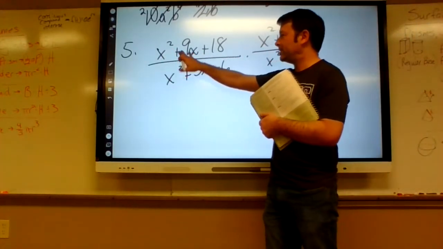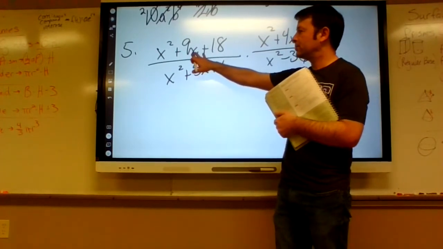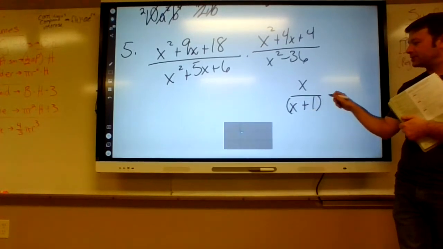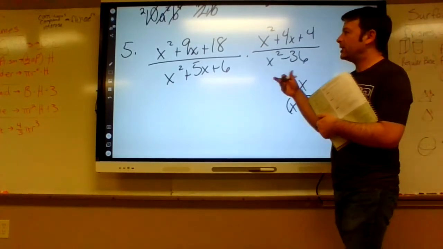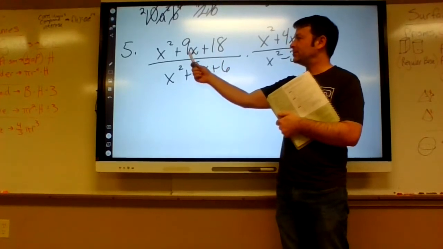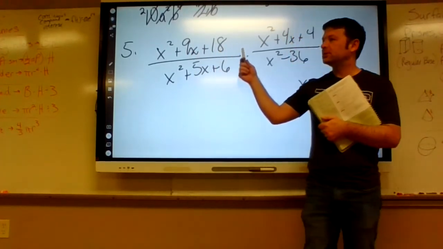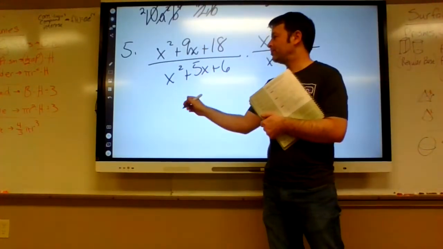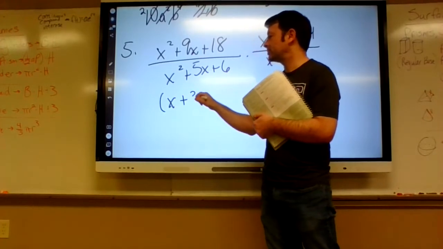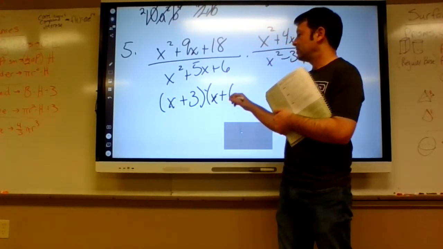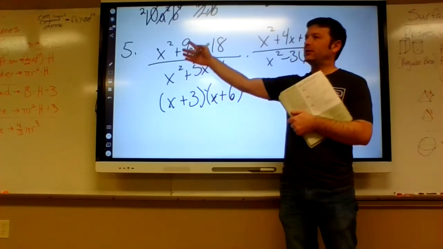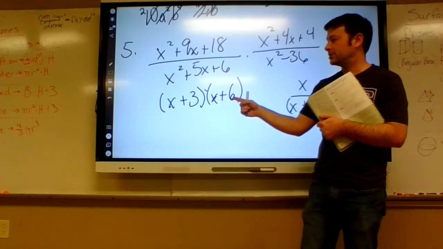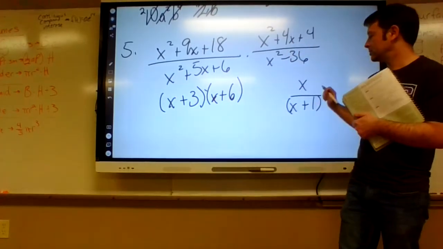So I can't really cancel any of this stuff out, but what can I do, though? Factor. If I factor it and turn it into these guys, then those factors could cancel out. Okay, what goes into 18 that adds up to 9? What multiplies into 18? 3 and 6, 9 and 2, but what adds up to 9 would be 3 and 6. So the top becomes x plus 3, x plus 6. By the way, I don't care if you copy the problem down, that's just kind of busy work, but I do want you to show your work like this. The x plus 3, x plus 6 thing.